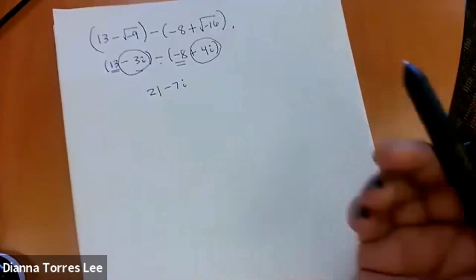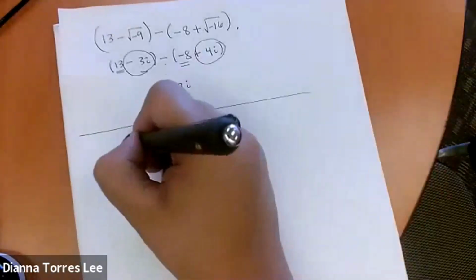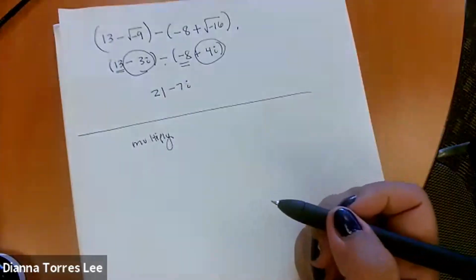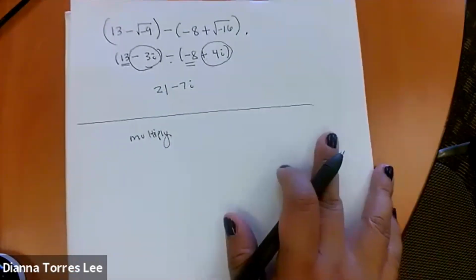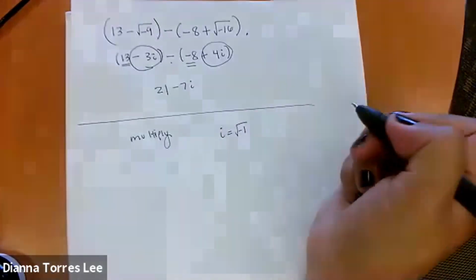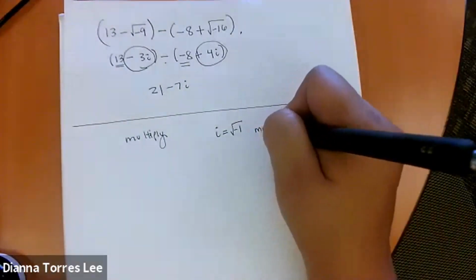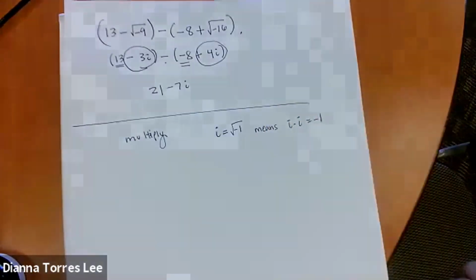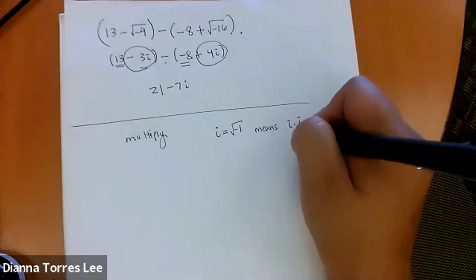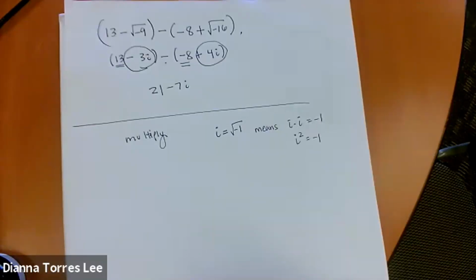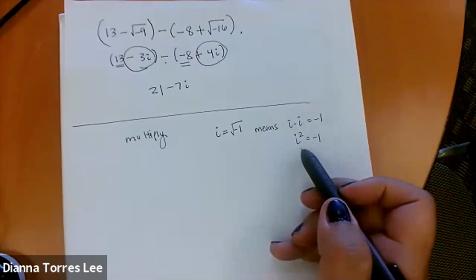Other things we're asked to do, we may be asked to multiply complex numbers. When we are multiplying our complex numbers, one thing I need us to remember, again, if we think about the definition, i is equal to the square root of negative 1, which means that i times i has to equal negative 1, which also means that i to the second power must equal negative 1. And so we'll be asked to do some evaluations where we're using i to the second power.